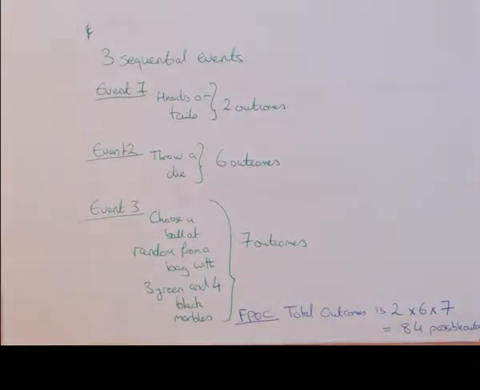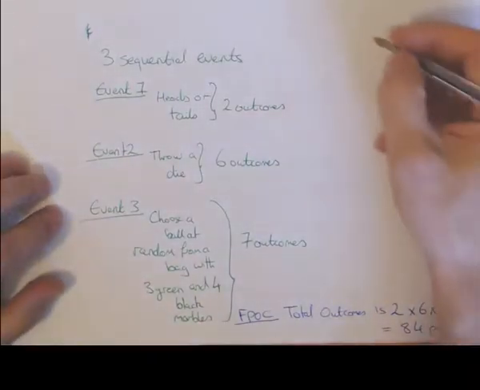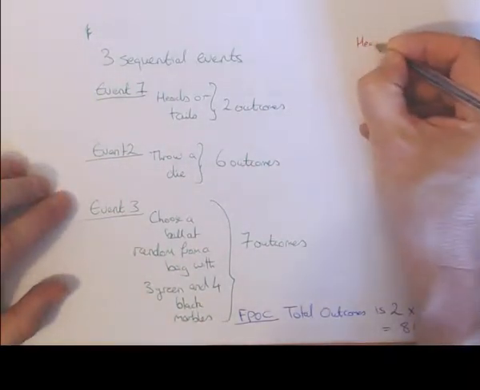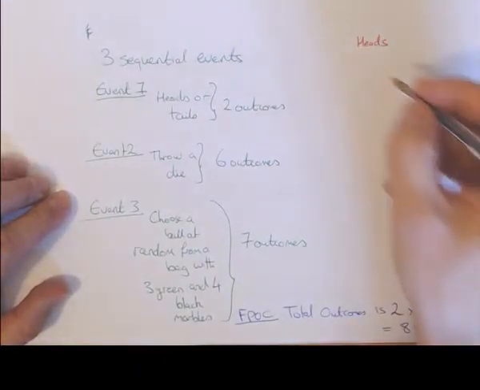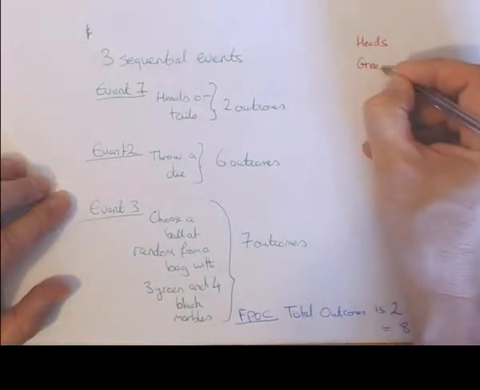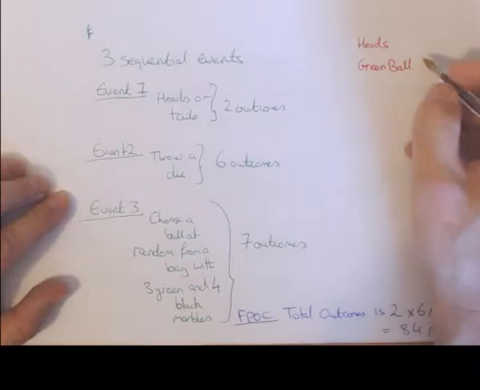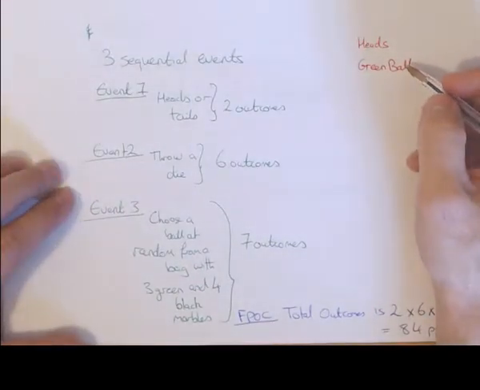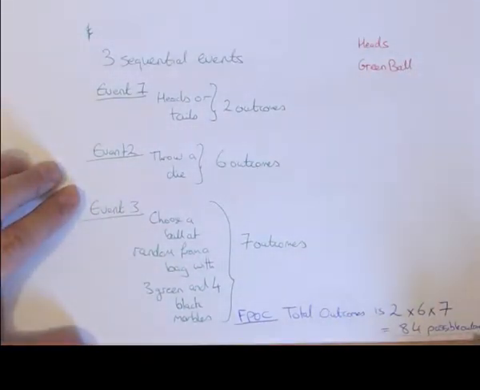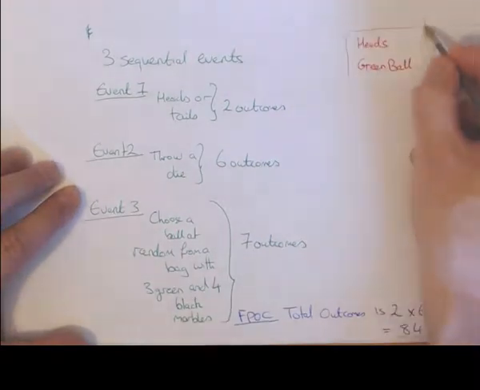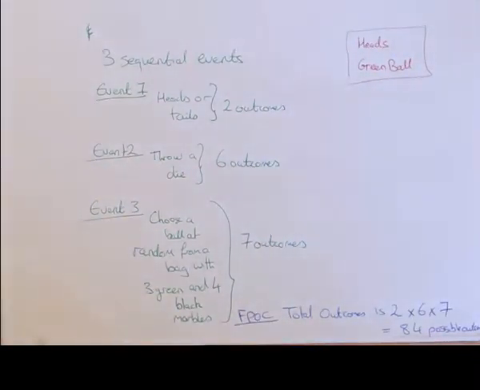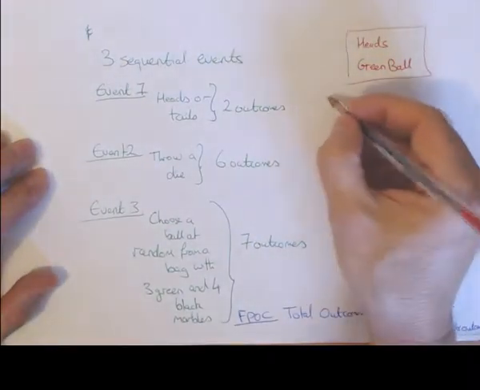So imagine we threw a coin, threw a die and picked a ball at random and you won a prize if we got a heads and a green ball. So long as a heads and a green ball came up as our final outcome, one of these 84 possible outcomes, then we would win a prize. So a heads and a green ball is a favourable outcome. So let's have a look.